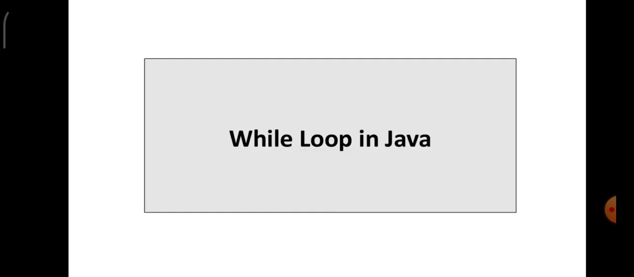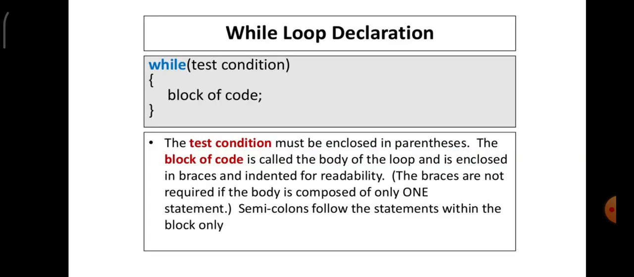Now while loop in Java. While (test condition) block of code, this is the syntax that is given to you. As and when the condition is true, it will execute the block of code. The test condition must be included in parentheses. Parentheses is nothing but the open bracket and close bracket as it is given above.